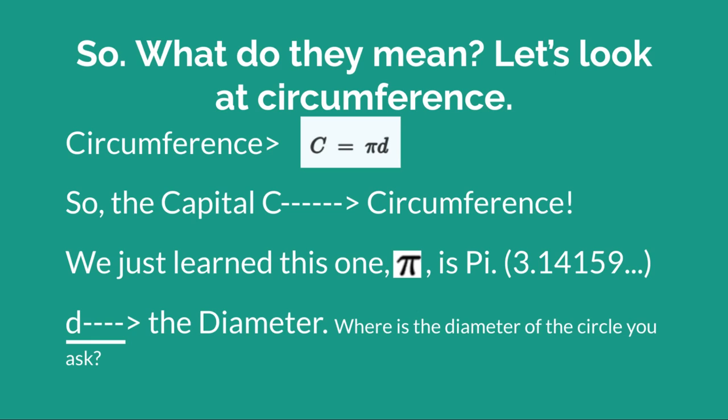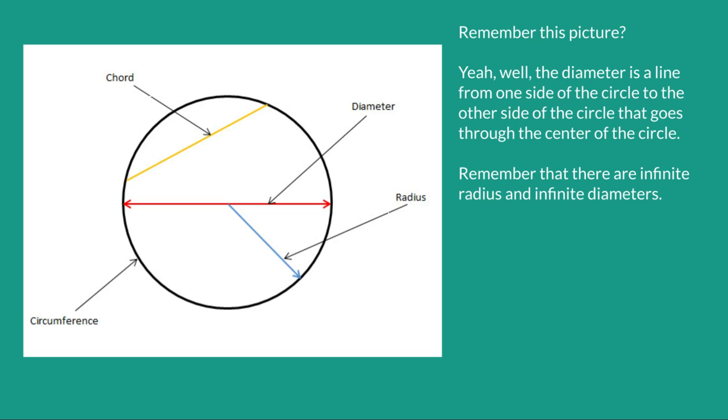Let's look at circumference first. The circumference formula is C equals pi d. So the capital C is equal to circumference. We just learned this one. Pi is pi, 3.14159, and then it goes on forever. And then d is the diameter. Where is the diameter of the circle, you ask? Remember this picture? Well, the diameter is a line from one side of the circle to the other side of the circle that goes through the center of the circle.